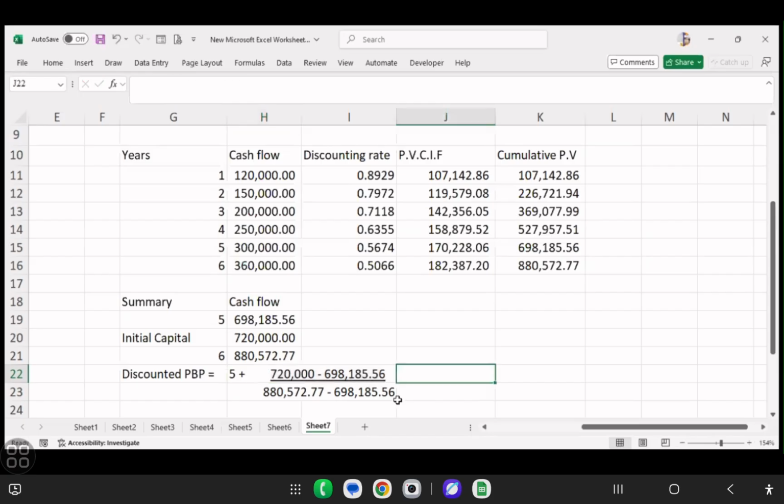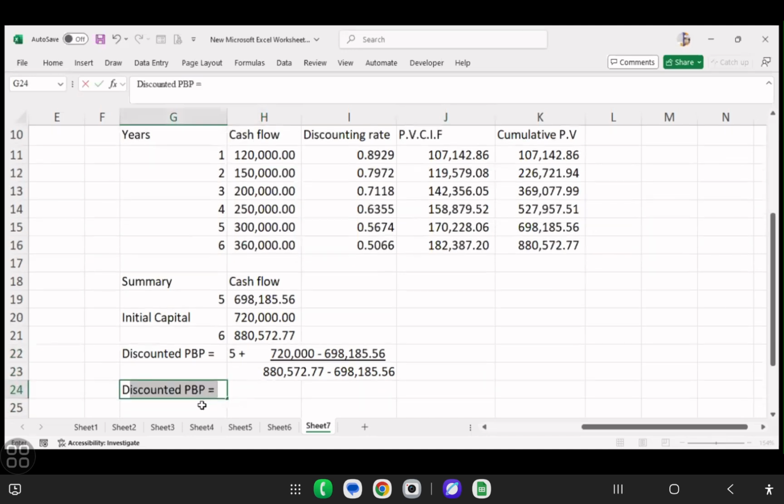Please give me the discounted PBP. Someone to give me the discounted PBP. I need to see the discounted PBP.